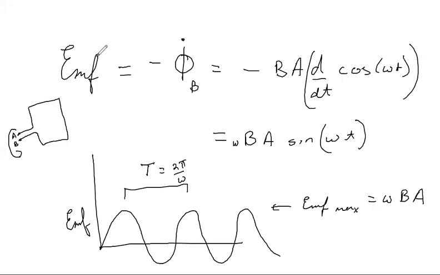So that's kind of interesting. So we find that the maximum EMF is omega times B times A. So how do you think of it? Well, it should depend upon the time rate of change at which you catch field lines.